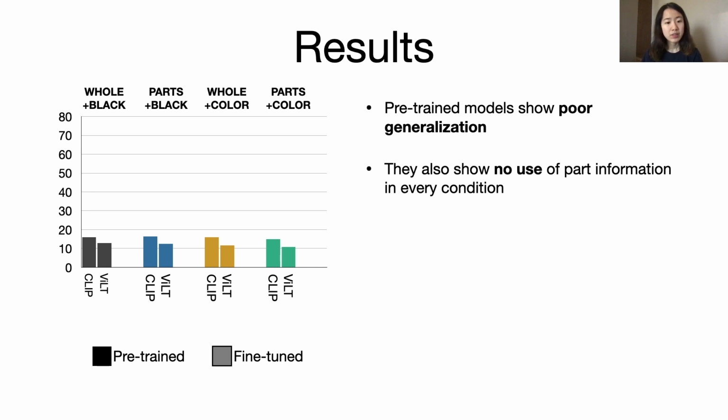For the results, we see that pre-trained models' accuracy is uniform in each condition for both models, and close to random prediction, which is around 10%. This means pre-trained models show poor generalization. They also show no use of part information in every condition.